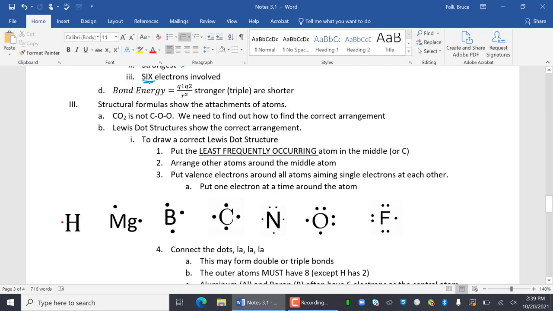Structural formulas show the attachment of atoms, okay? CO2 is not COO, right? We need to find out how to find the correct arrangement. That's the structural formula showing the correct order. Lewis dot structures show the correct arrangement.